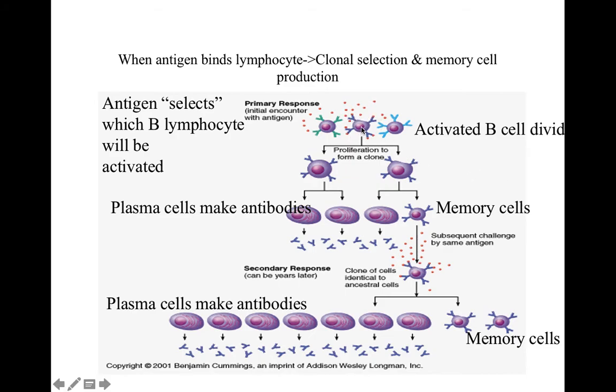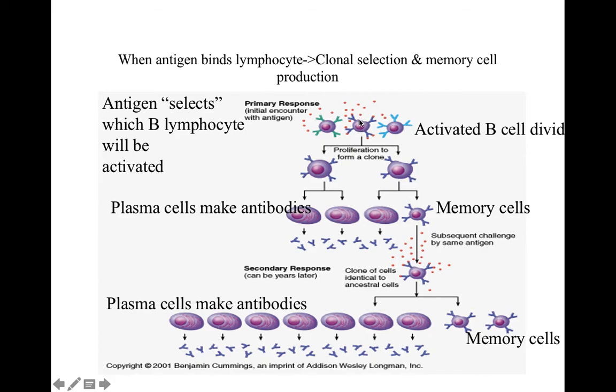And here, folks, a drawback of this cartoon is we're not seeing that T helpers have to be present here. The T helpers have to be providing those T helper cytokines for the next events to occur. So you just kind of have to imagine the T helper is always there helping. Okay, so you guys, we would say then the antigen selects which B lymphocyte will be activated.